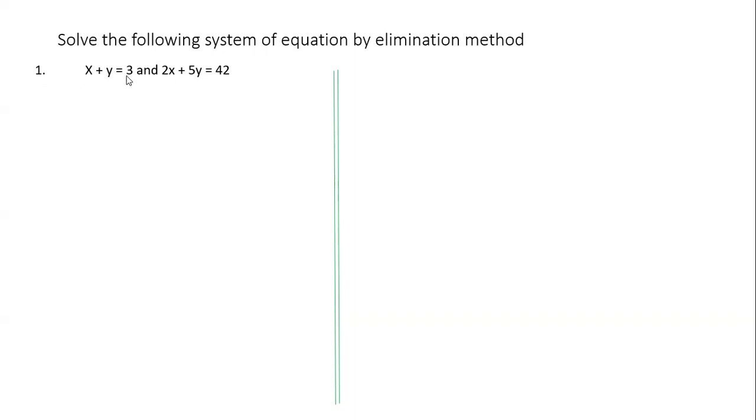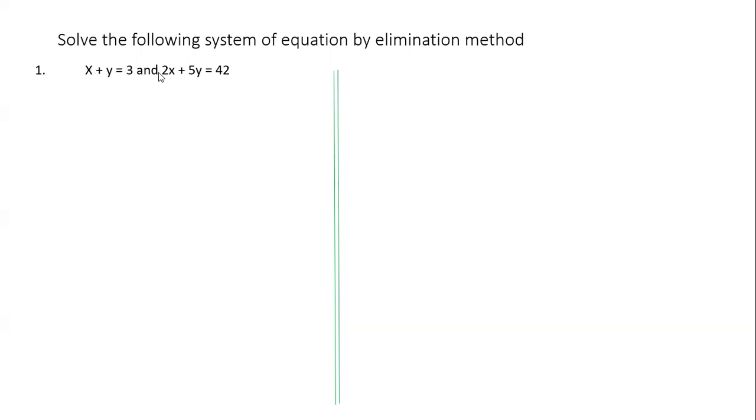x plus y is equal to 3 is the first equation, and 2x plus 5y is equal to 42 is the second. These are the two equations, so this forms the system of equations. Now, we are going to adopt the elimination method. Elimination means to remove. So we have got two variables, x and y, and we have to remove any one of the variables. How to remove the variable? By making the coefficient, the number in front of that variable, the same.